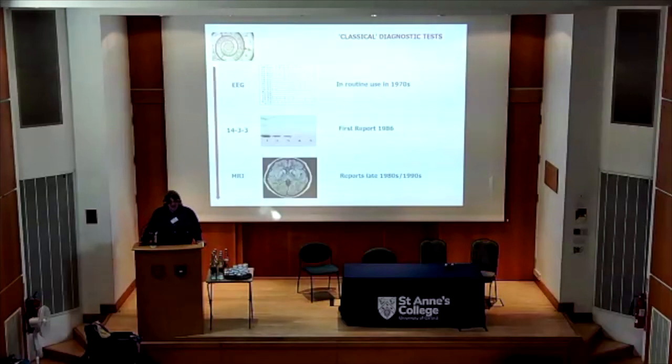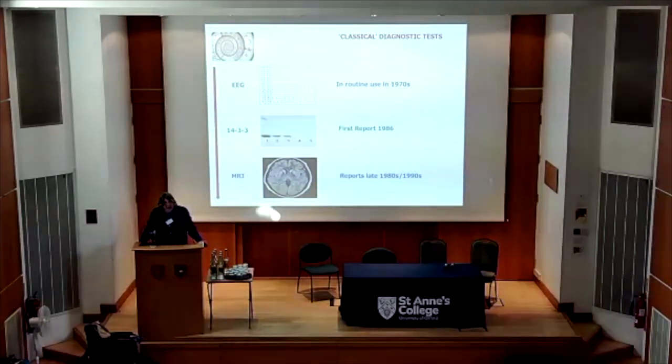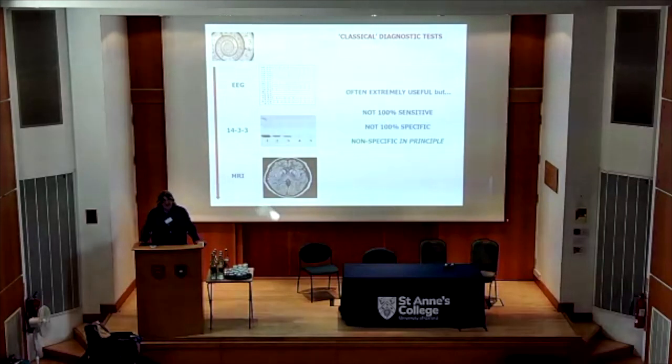Now, in the past, we had the EEG, and that's all I had. The first report of 14-3-3 detecting a certain protein in the spinal fluid was 1986. And then the MRI came into practice, and there were reports emerging in the 80s and 90s of changes in the MRI that could help diagnose CJD. And these tests were extremely useful, and they often remain extremely useful, but none of them are 100% sensitive.